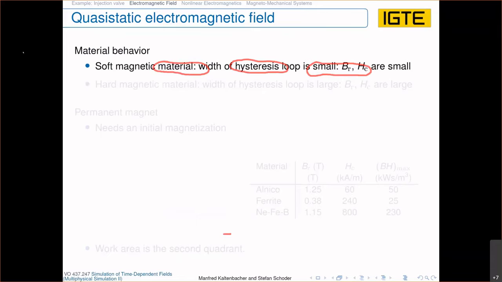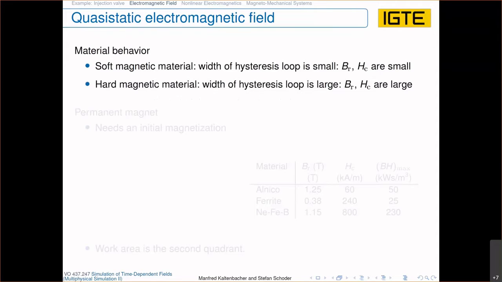Okay, so concerning ferromagnetic materials, we differ between magnetically soft materials, where these two values BR and HC, the coercive magnetic field intensity you need to bring the remanent magnetic flux density in the material to 0, are quite small. These are, for example, iron or steel, and they have hysteresis curves with a small width, and we will substitute the hysteresis curve by a nonlinear curve. On the other hand, we also need to consider hard magnetic materials.